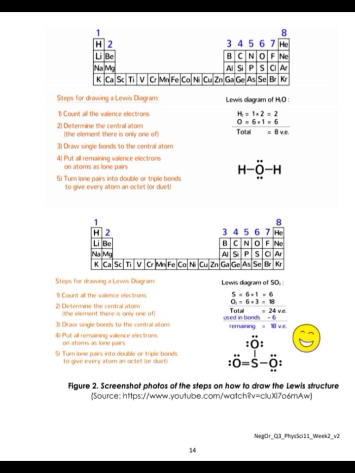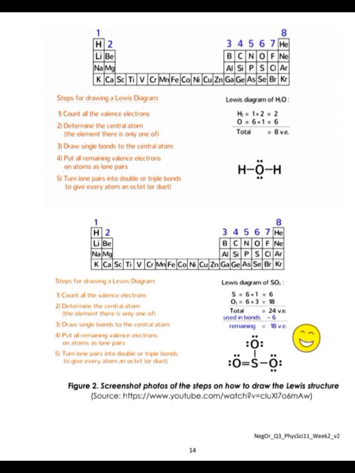In addition, you must take note of these steps for drawing a Lewis diagram because it is very useful for your knowledge. For you to understand the steps for drawing a Lewis diagram, let me explain the Lewis diagram of water, which H2O stands for. Number 1, count all the valence electrons.